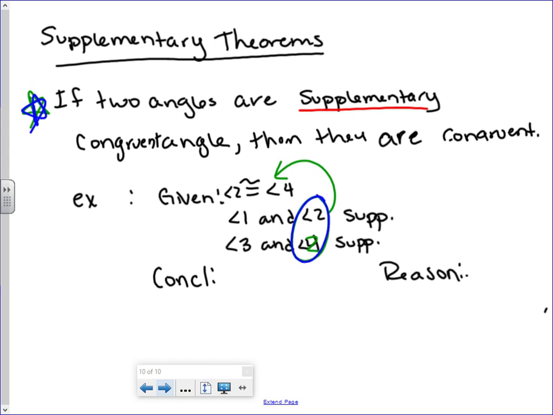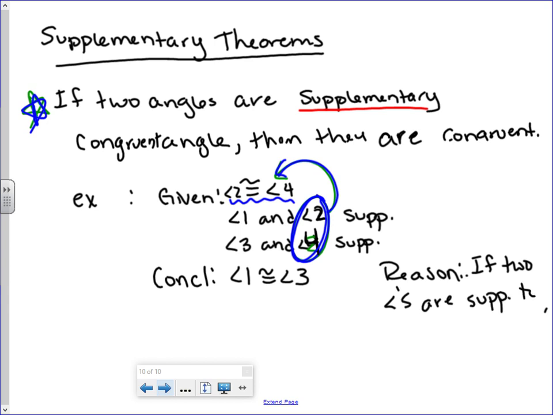I just use this: if two angles are supplementary to congruent angles, then they are congruent. Which is, again, just this theorem up here, abbreviated. Make sure you fill in the word supplementary and the word congruent again. All right. So again, this allows us to skip a bunch of steps that we would normally need to show in our proofs. It's a shortcut.